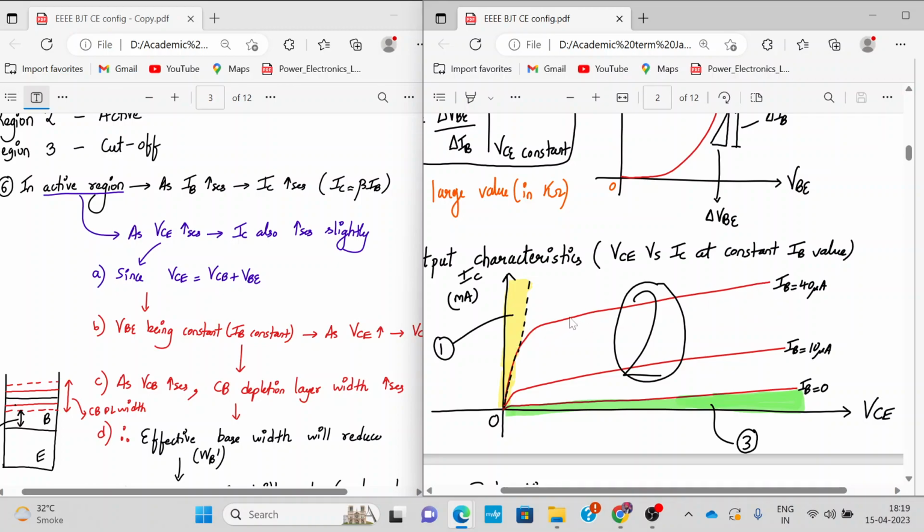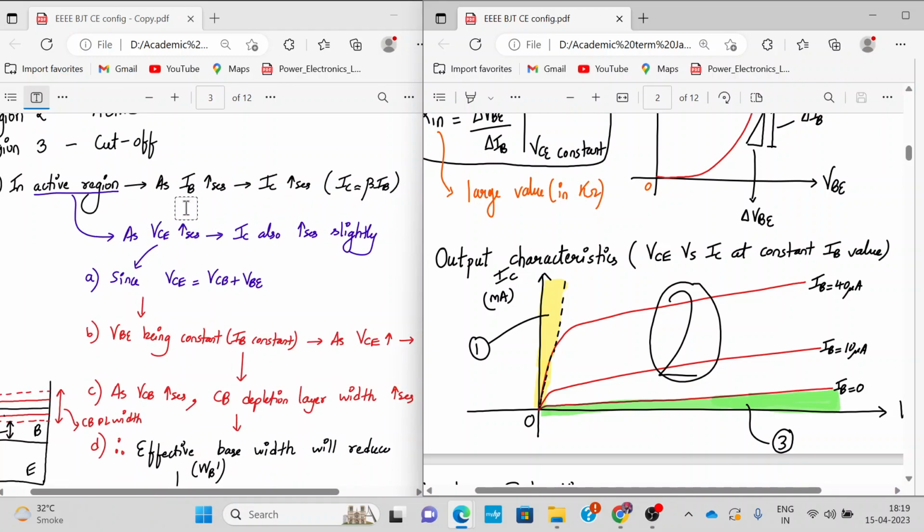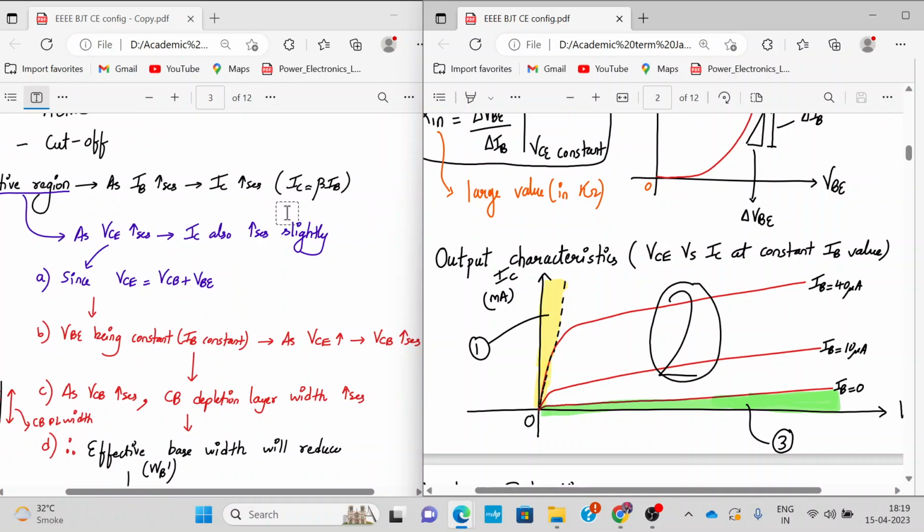We'll try to understand why this is happening in the active region, and why, with the increase in the value of IB, your IC also increases. That is very obvious from the expression IC equals beta IB. So in the active region, as your IB increases, your IC increases. This is because IC is the output current, IB is the input current, and beta is the current gain factor relating the two, which is much higher, around 100 to 200.